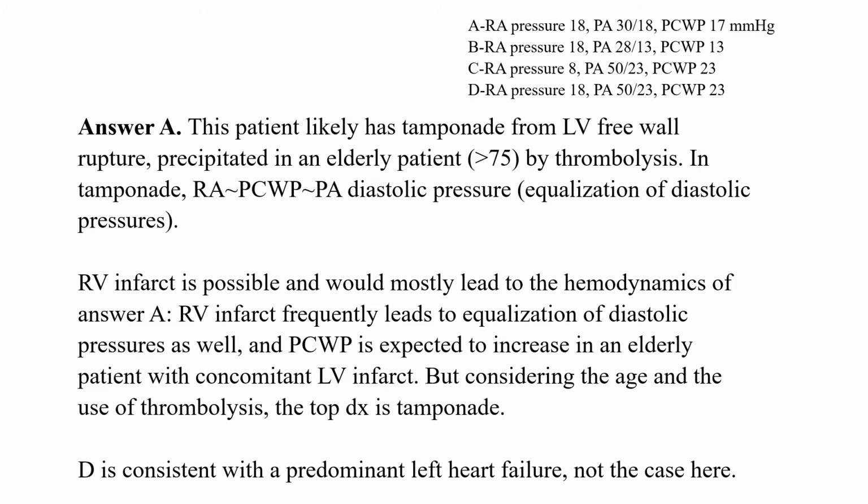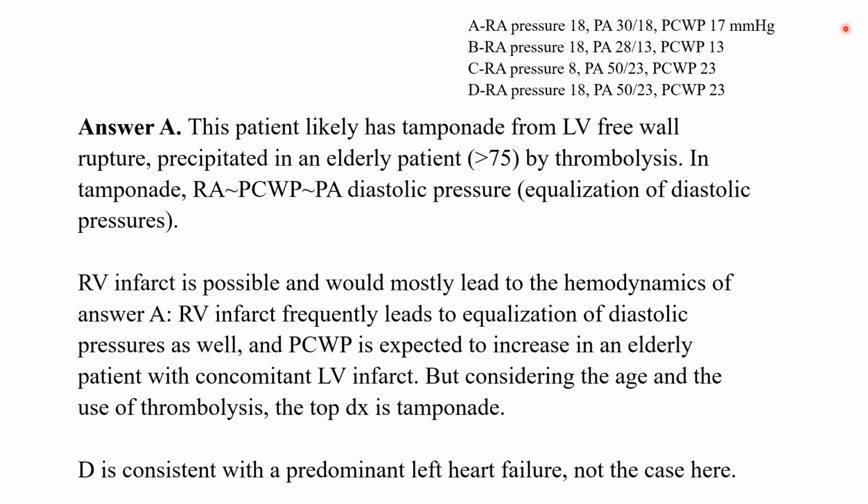Since we know that's the most likely diagnosis, then we can pick answer A, because in tamponade, our RA pressure is approximately equal to wedge pressure and is equal to PA diastolic pressure. This is what we call equalization of diastolic pressure. This patient may also have RV infarct in the setting of inferior infarct. But even if your answer is RV infarct, the hemodynamics will most likely be the same, also answer A.